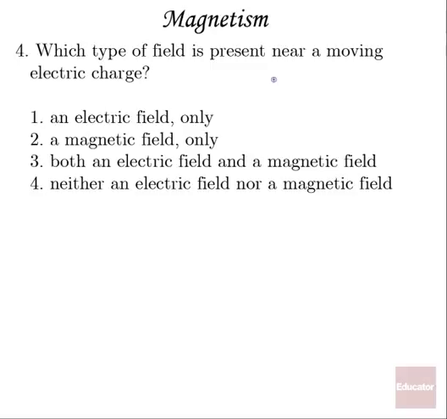Number 4, which type of field is present near a moving electric charge? Well, moving charges create magnetic fields, and because it's a charge, it already has an electric field. So we're looking for an answer with both an electric field and a magnetic field, number 3.